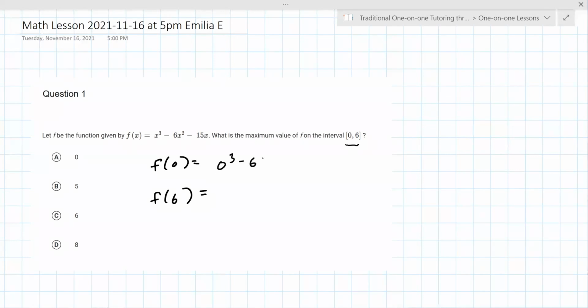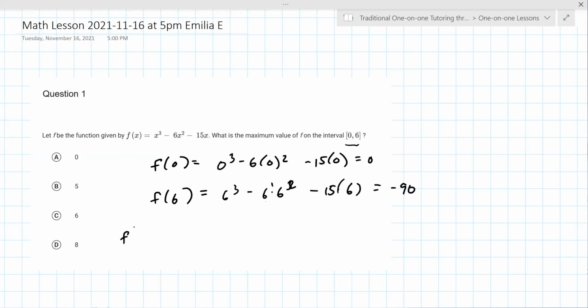0 cubed minus 6 times 0 squared minus 15 times 0 equals 0. The next one, though, 6 cubed minus 6 times 6 squared, I'm sorry, 6 squared here, minus 15 times 6. So this middle one is actually 6 cubed, and 6 cubed minus 6 cubed is 0. And then 15 times 6 is 90, minus 90. Okay. You want to take advantage of this technique.